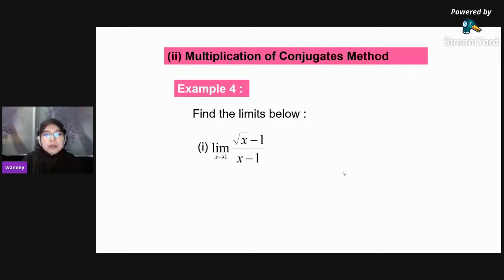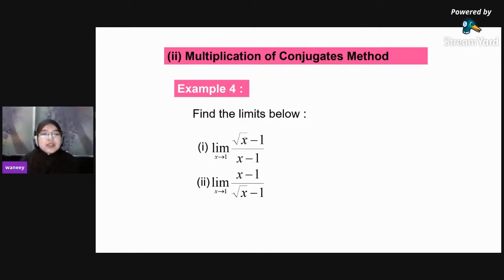Okay, so multiplication of conjugate method. So this is example 4. Find the limit of the below one. So the first one, we got the limit as x approaches 1 for square root of x minus 1 over x minus 1. Another one is the limit as x approaches 1, x minus 1 over the square root of x minus 1. Okay, so first thing first, substitute the value first.